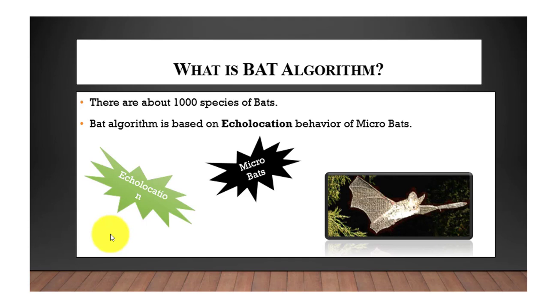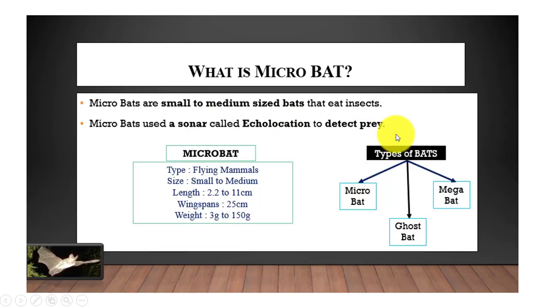As you know, we have more than 1,000 species of bats, and BAT algorithm is based on the echolocation behavior of the microbat. Now what is echolocation and what is microbat? Microbats are the small to medium sized bat that eat insects. And they use a sonar that is called echolocation. So what is echolocation? Nothing but just a sonar used by microbats to detect their prey.